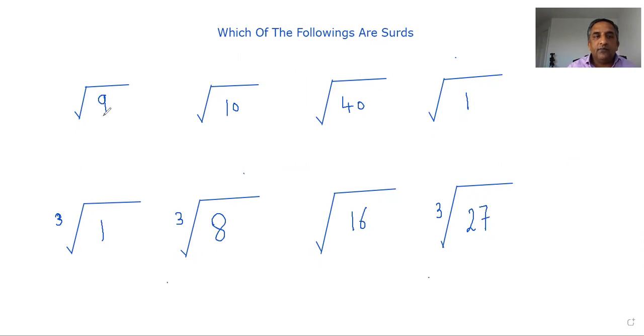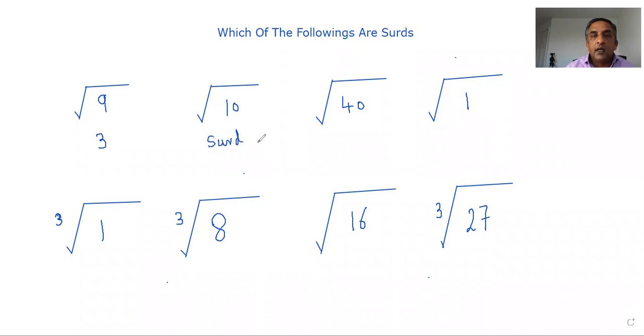For example, for the first question, it says square root of 9. Because we know that square root of 9 is 3, we know exactly what it is. So it means this is not a surd. But for square root of 10, we cannot mentally work it out. We need a calculator, or we have to do quite a long calculation to work it out. Because this is not possible, it is a surd.